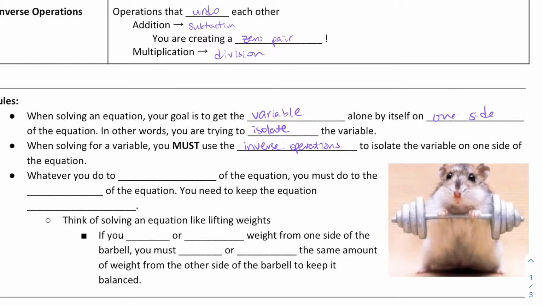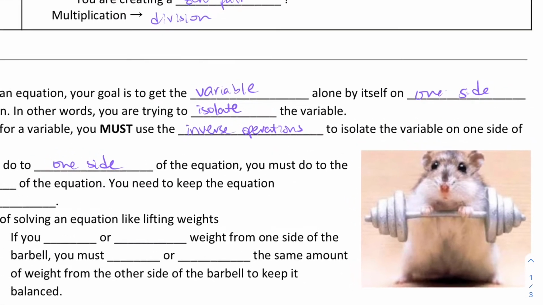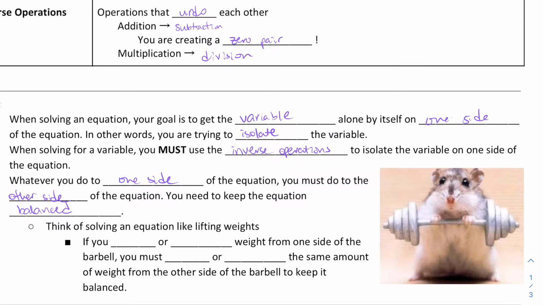But whatever you do to one side of the equation, you must do to the other side of the equation. You need to keep the equation balanced. I can't add too much on one side and not the other. Take a look at this picture of the hamster holding the weights. If I only add weights on one side, it's going to be lopsided. It is unbalanced. So if I add or subtract weights from one side of the barbell, you must add or subtract the same amount of weight from the other side of the barbell to keep it balanced. So that's how you want to do this.